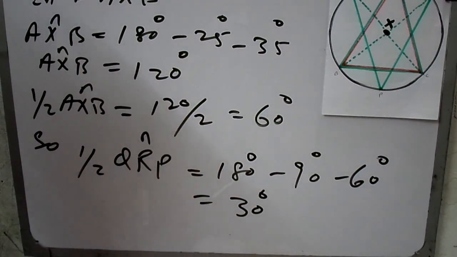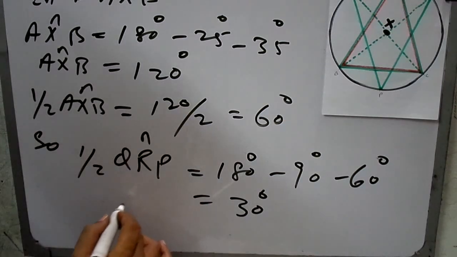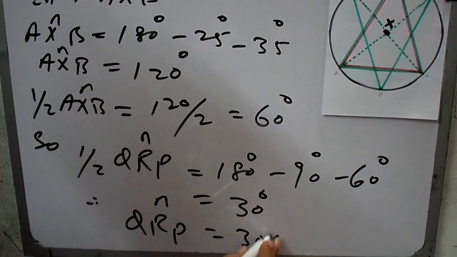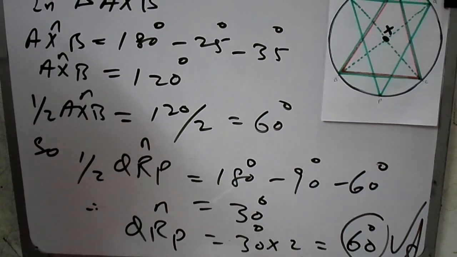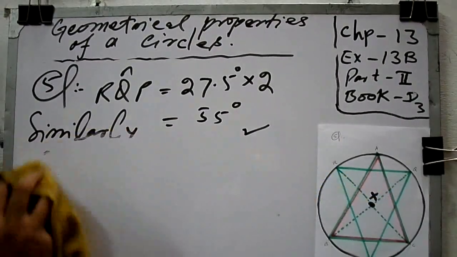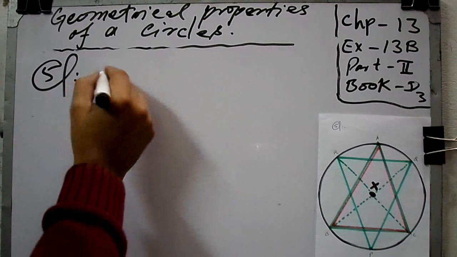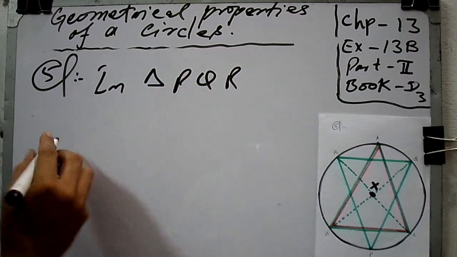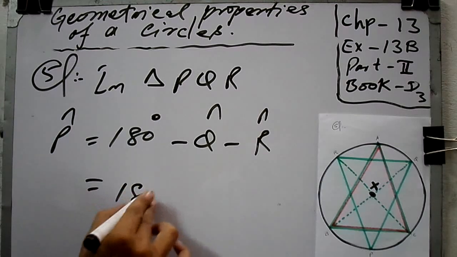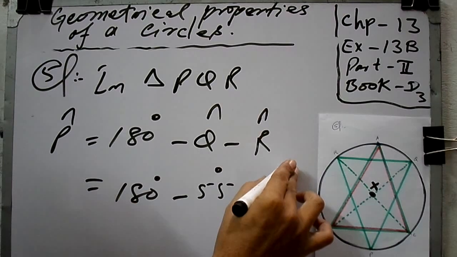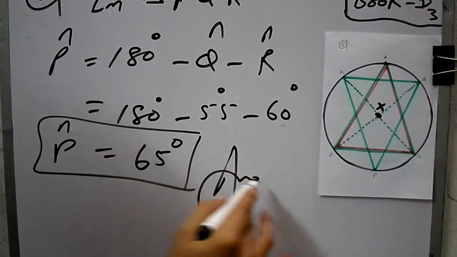So we can say that Q, that is your half. So if you need the QRP, multiplying by cross multiplication, therefore the QRP must be equal to 30 multiplied by 2, you will get 60 degree. So similarly, now triangle PQR, because here you can see three types of triangle very much clear is seen here. So in triangle PQR, angle P is equal to 180 degree minus Q minus R. So these angles should be subtracted. So 180, Q is 55 degree, R we have calculated 60 degree. So after subtraction you will get 65. So you have calculated the angle P. So that is the result.